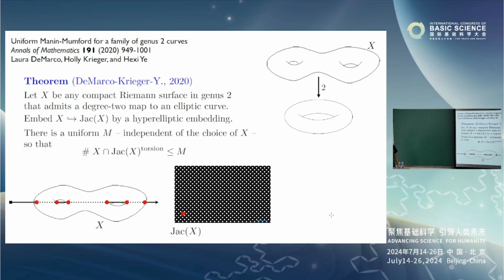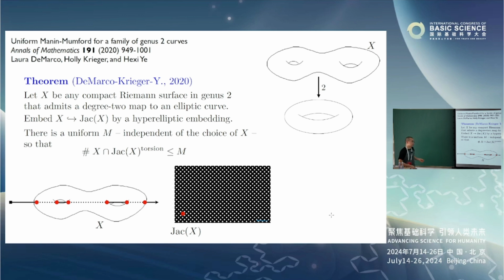So you can imagine that you embed this curve in the Jacobian, and this curve intersects the torsion points of the Jacobian in a finite set, with a uniform bound above. Okay, this is the main result of our paper. This is a case of Manin-Mumford.